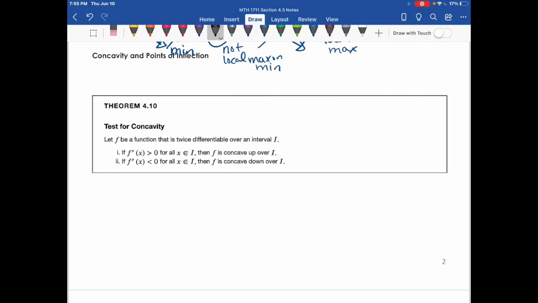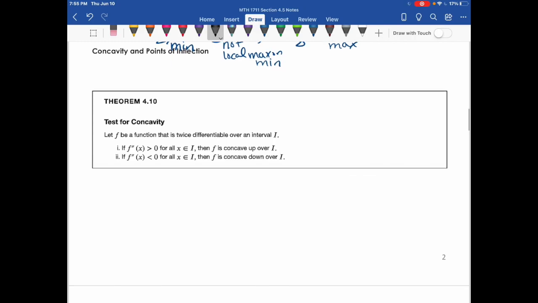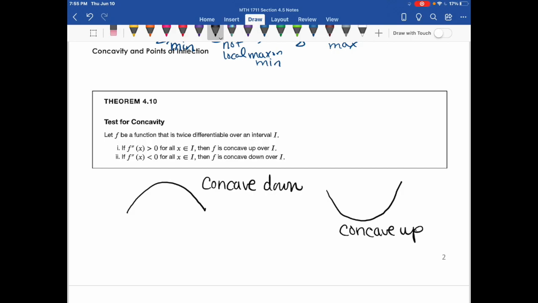So now we're going to talk about concavity and points of inflection. If we say that a graph is concave down on an interval, that means it's going to have a shape that looks like a frown. If we have a graph on an interval that is concave up, and it looks like a smiley face, that's called concave up.